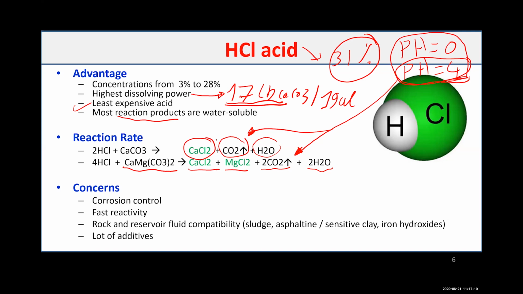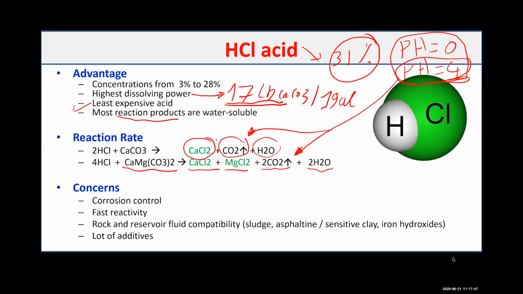However, it is tricky to design with HCl because of a lot of things. First, corrosion rate. HCl also can eat your pipes, especially at really high temperature. So you need additional additives with HCl to reduce any corrosion for the pipes that you are injecting with. Second, fast reactivity. HCl reacts in seconds, very high reactivity.